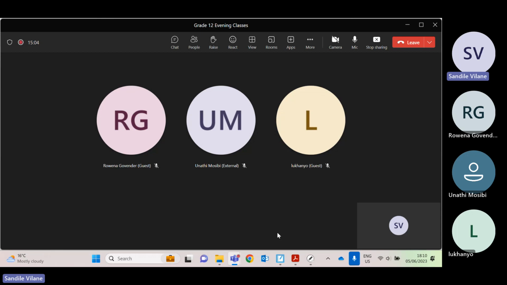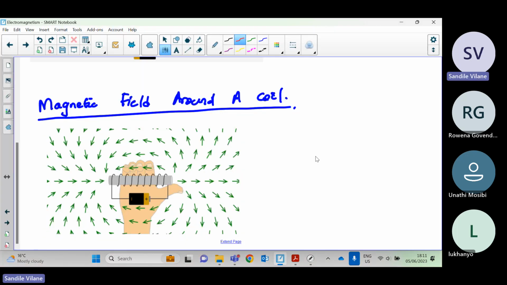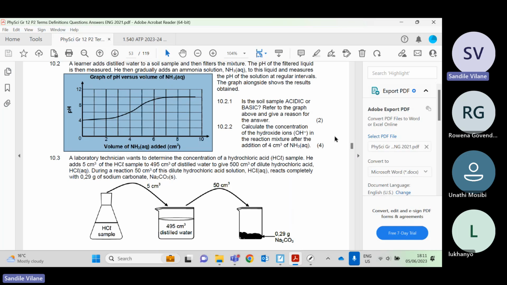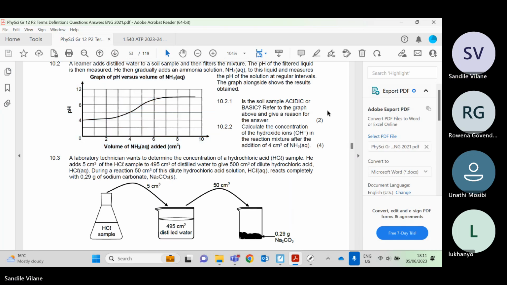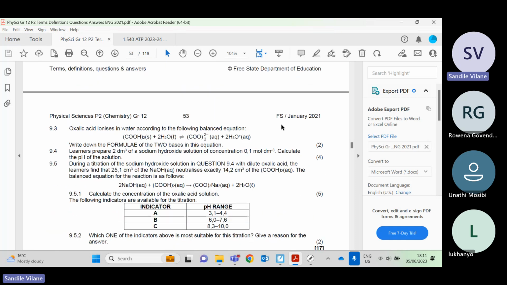Last time when we met, we were doing acids and bases, and I would like us to finish that tonight by looking at a few exam-related questions. There are a couple of questions that I want us to look at, with the sole purpose of emphasizing quite a few things.